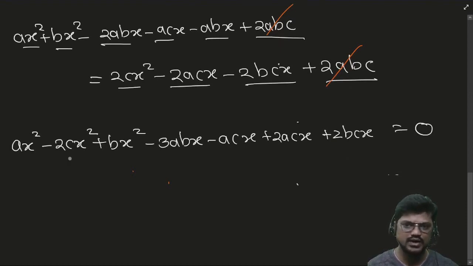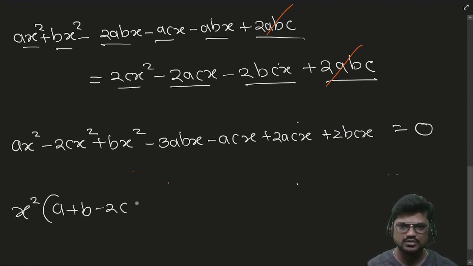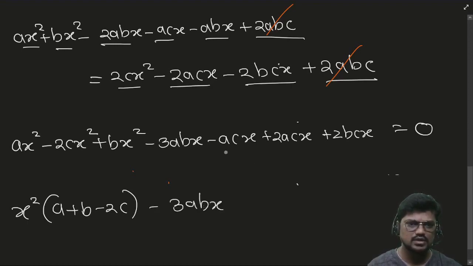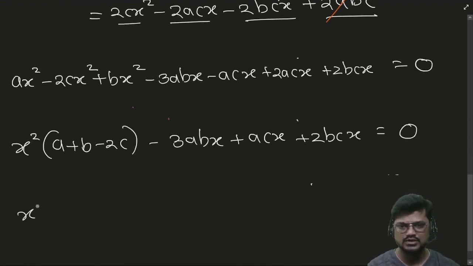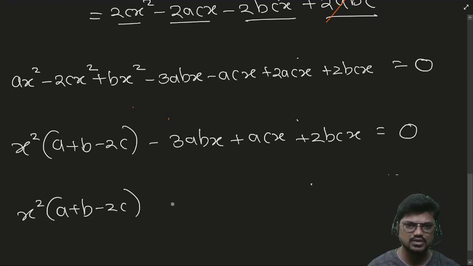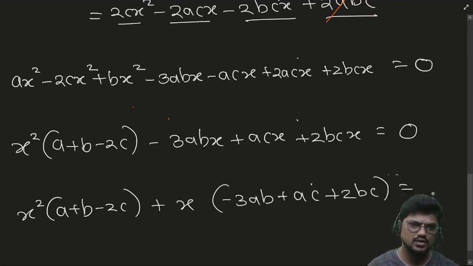So over here, if I take x square in common in all of them, what do you get? a plus b minus 2c. And this will be minus 3abx and abx. There is no abx again. So it will be minus 3abx, acx, acx. 2acx minus acx will be plus acx. And then this is 2bcx equals 0. So x square into a plus b minus 2c. And then with this, you can take x as common and nothing else. Minus 3ab plus ac plus 2bc equals 0.